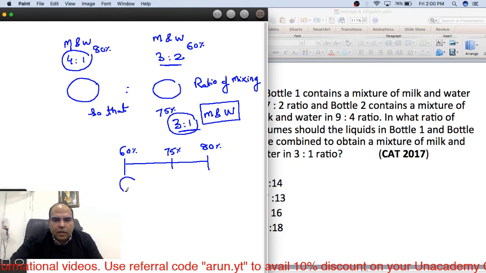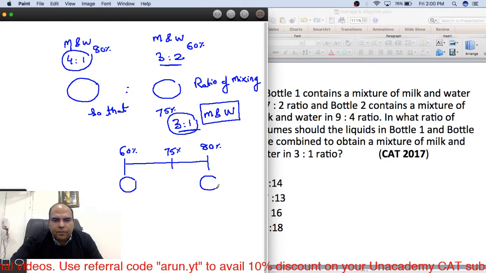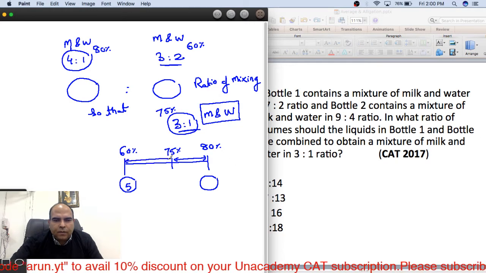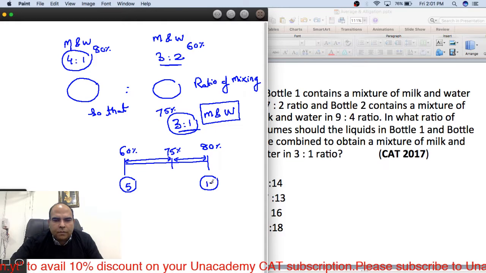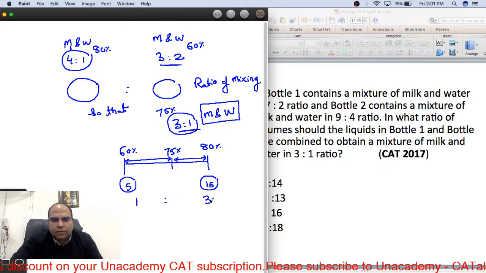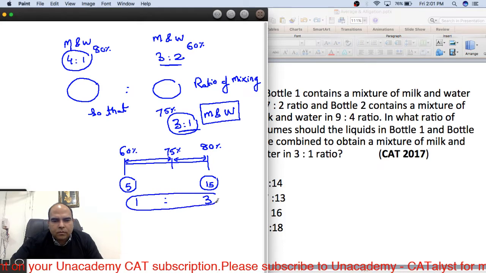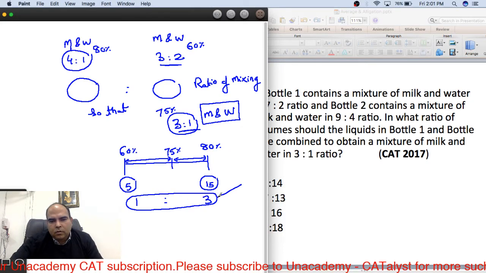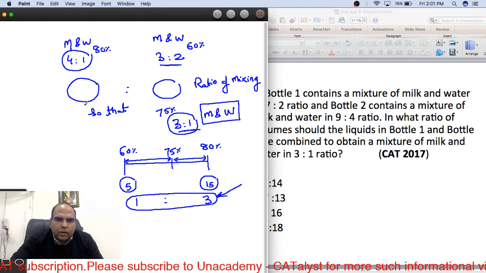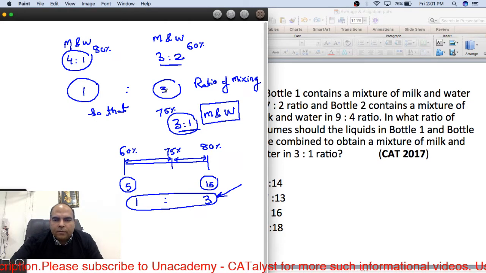So clearly the ratio of mixing in this case is going to be 5, that's the 5 here, and 15, which is the 15 here. So the ratio of mixing of milk and water is going to be 1:3. This becomes the solution to this question. So 1:3 में अगर mix करोगे तो answer आ जाएगा.